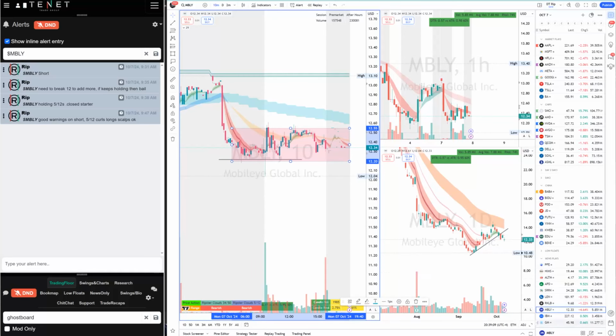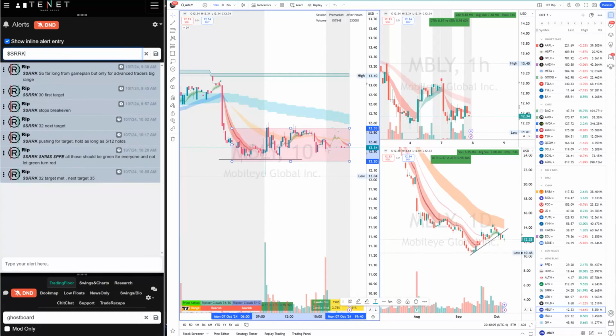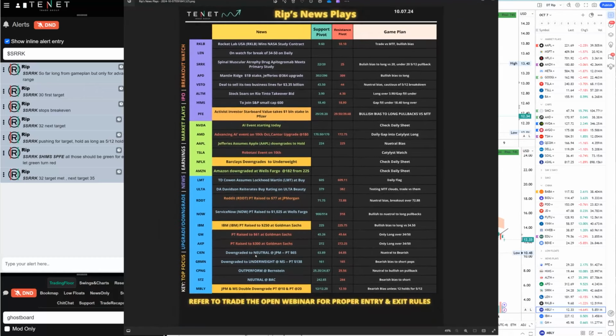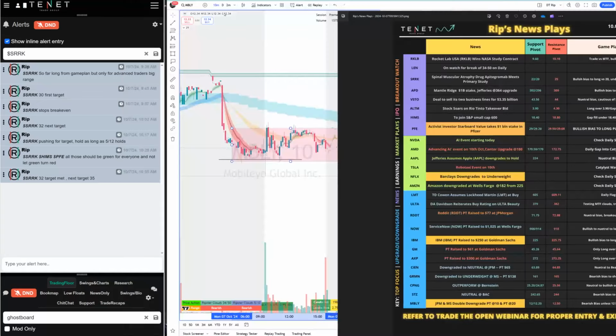So next one we're going to look at is SRRK. This was one of the best news plays in the community today. So let's see what the plan was on SRRK. SRRK was news: a new spinal muscular atrophy drug meets primary study points. Pretty bullish news. One of the rare diseases, muscular atrophy, right? If you have some biotech knowledge, it would help to know how big the problem is. But anyway, pretty strong, nice gap up, you could see that.